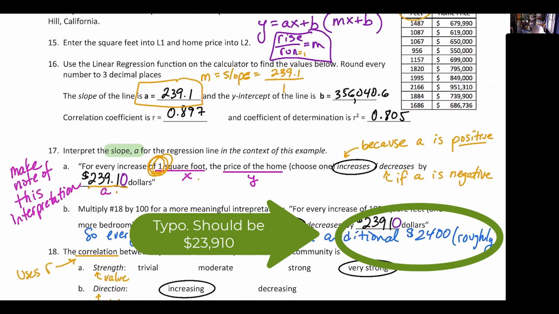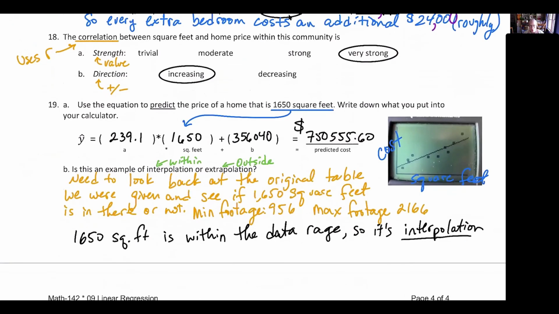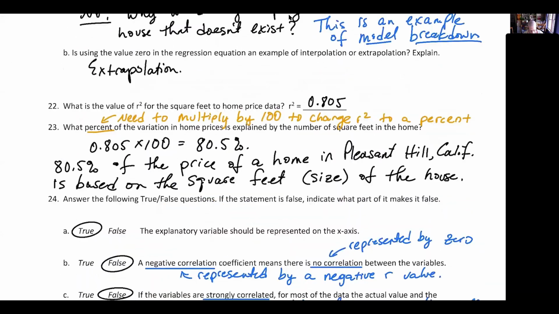And so an additional room costs roughly $24,000, because the average bedroom by code has to be at least 10 by 10. And 10 by 10, that's 100 square feet. So for every 100 square feet increase, for every extra bedroom, roughly, you're paying $24,000 for that extra bedroom. Correlation, I would say, is very strong because it's up there with a 0.9, basically. Here's our equation. Again, it's plus because b is positive, and the interpretation is down here.